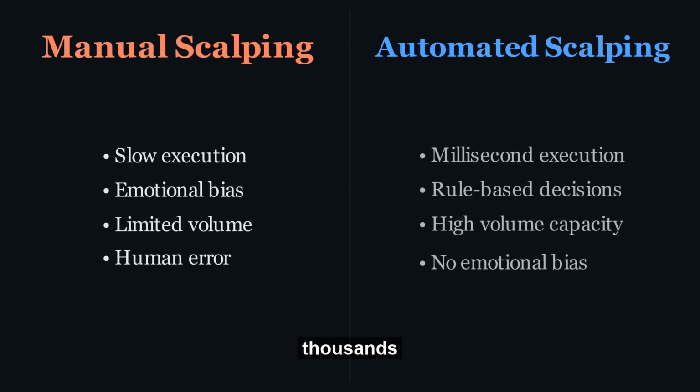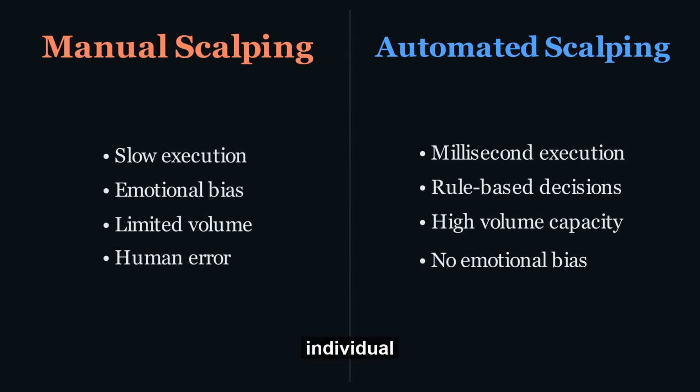Now, trying to manually execute thousands of these microtrades is like trying to catch individual raindrops with a thimble. It's humanly impossible to react fast enough, consistently, and without emotional bias. This is where automation steps in. An algorithmic bot can monitor markets 24/7, execute trades in milliseconds, and follow predefined rules without hesitation, turning a theoretically sound strategy into a practical one. It removes the squishy human element from the equation.